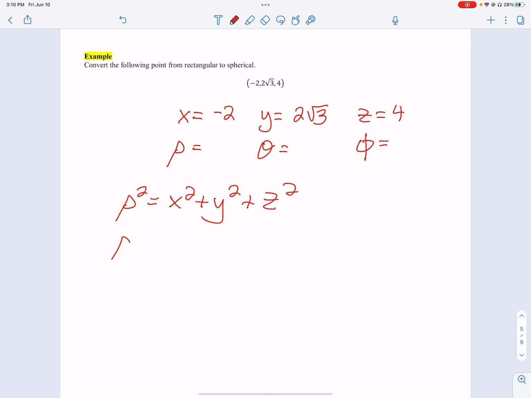I can plug all those in to save some video time. This is 32 when you plug all that in. So if you need to take a moment to square all that out and try to get 32, please do. All right, to solve for rho, it is the square root of 32. There's a 16 that can come out. That's 4, and then we have 2 left inside. So I have my rho.